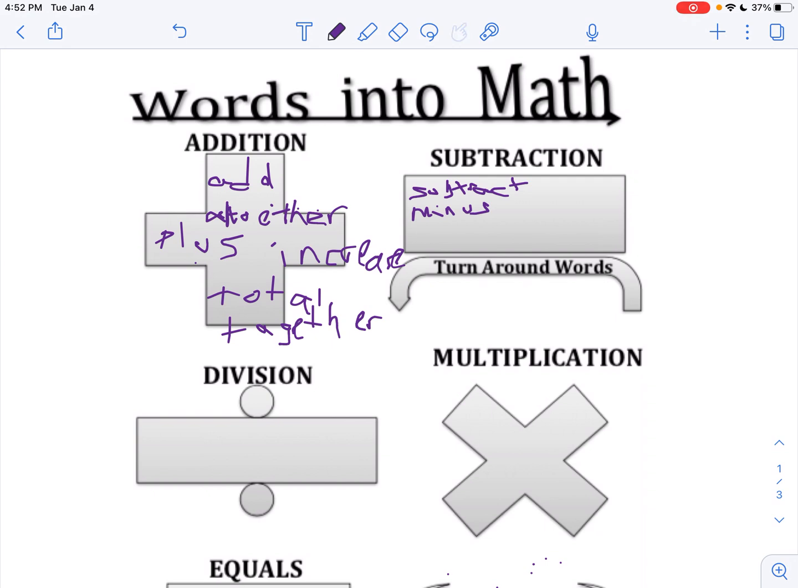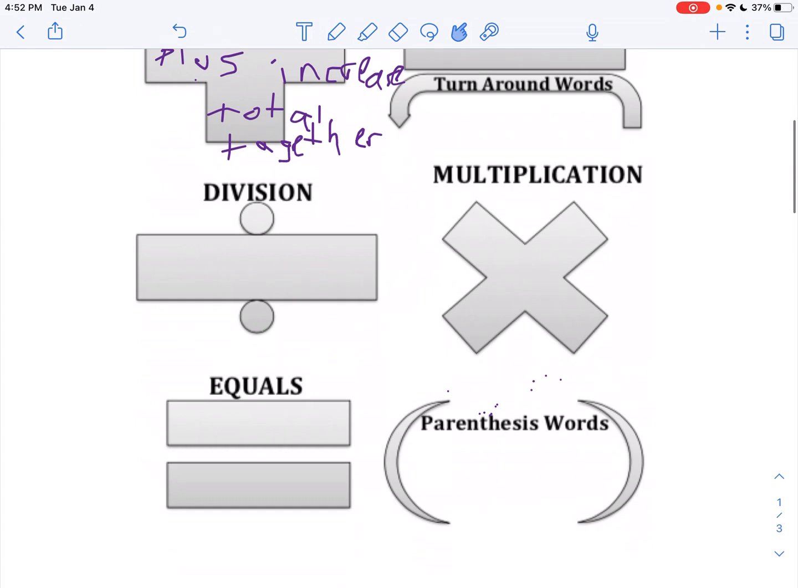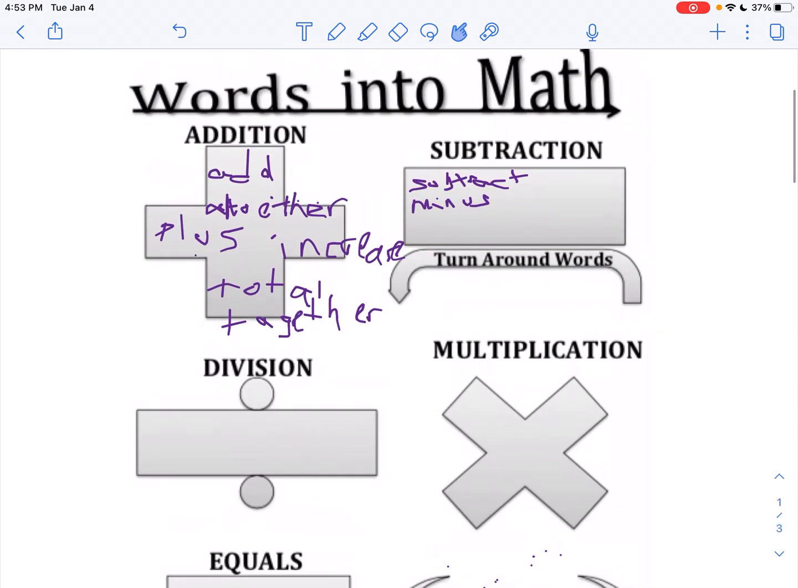So I'm going to call that a parenthesis word. So the parenthesis word for adding, that's sum. And for subtracting, that's difference. They're parenthesis words because we're going to make sure we find the answer first, so we have to put it in parentheses. Decrease.